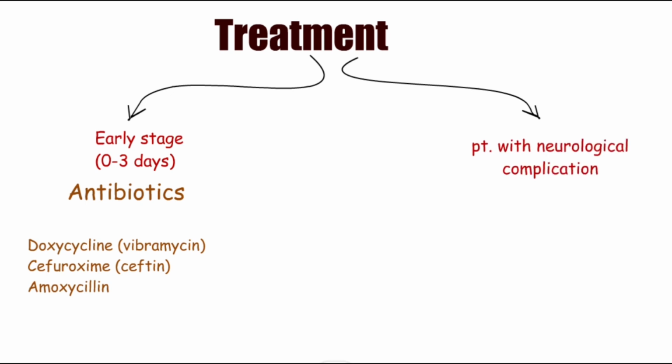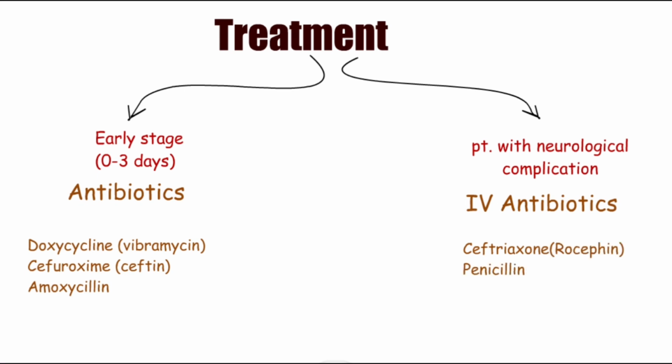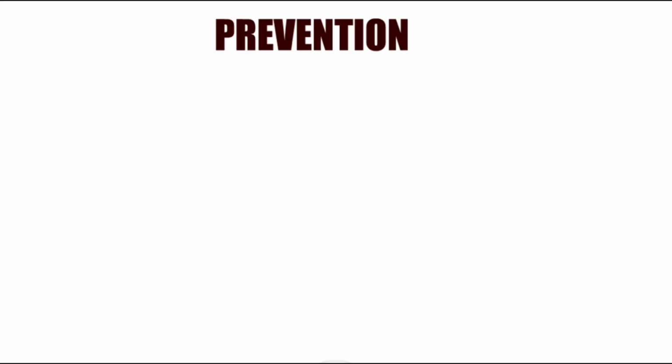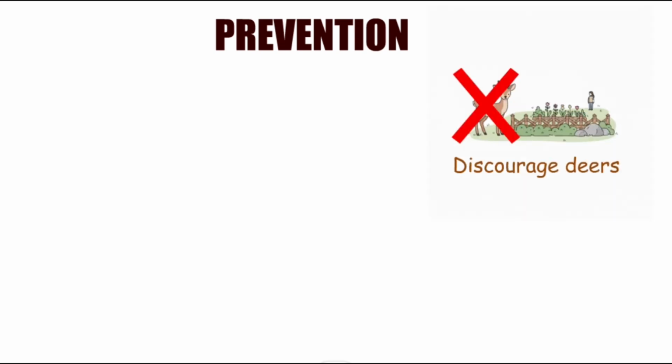However, patients with neurological or cardiac complications may need IV therapy with ceftriaxone, rocephin, or penicillin. Now let's finally talk about how we can prevent Lyme disease. Discourage deer, the main source of food for adult ticks, from entering your area.